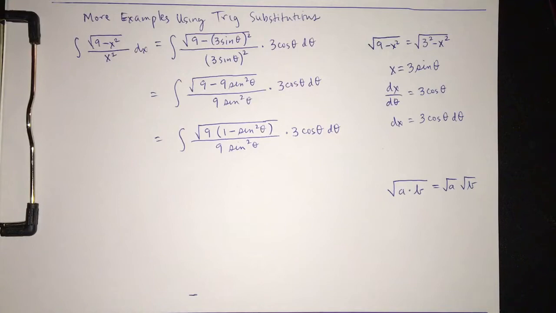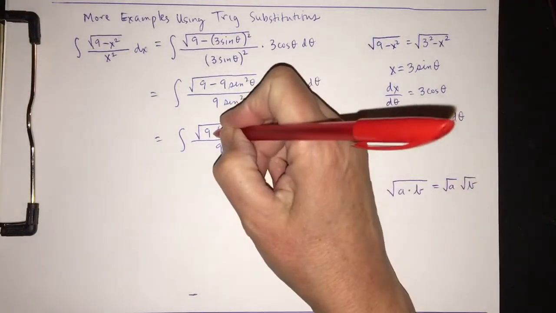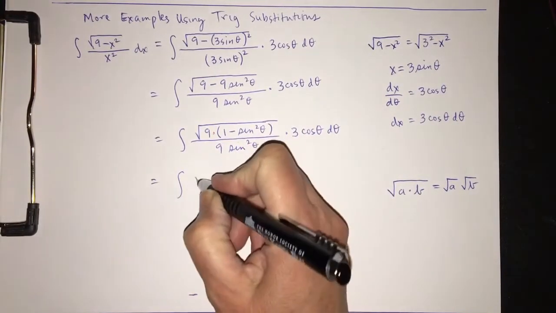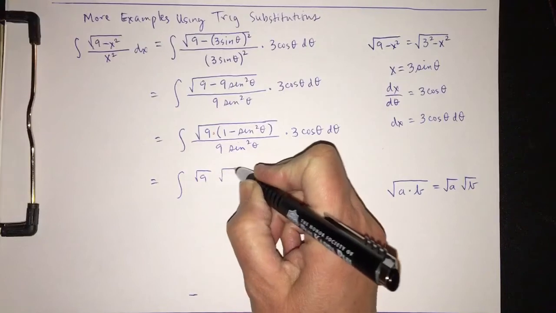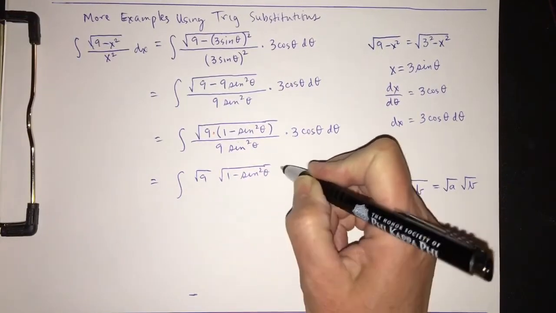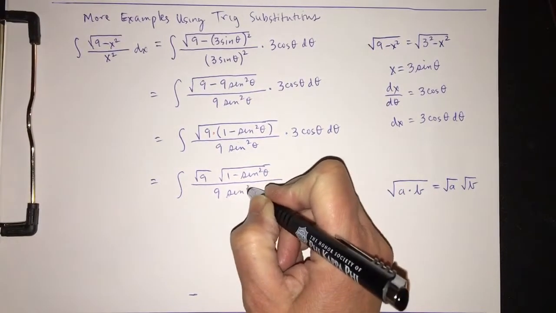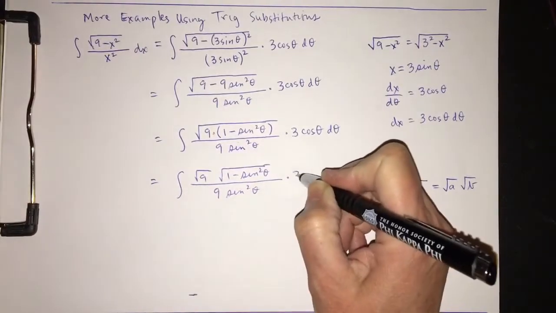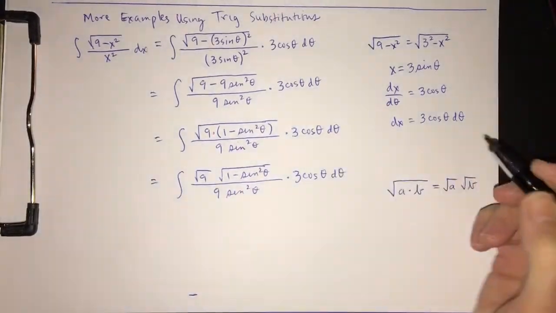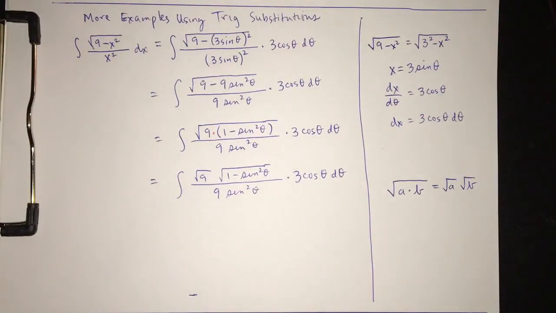It's important to remember this does not work if this is a plus sign instead of a multiplication sign. As long as it's multiplication, and here we have multiplication right there, I can say that's going to be the square root of 9 times the square root of 1 minus sine squared theta. And then I'll have over 9 sine squared theta times 3 cosine theta d theta.